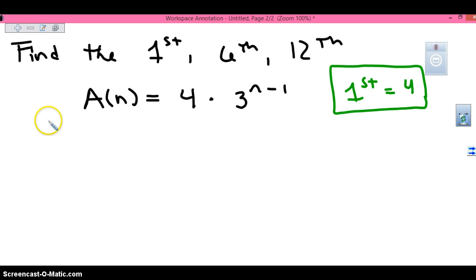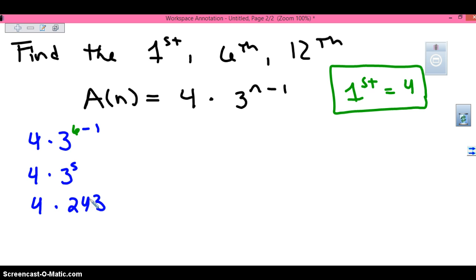Now we have to find the 6th term. What are we substituting? N only. So 4 times 3 to the 6 minus 1. Means 4 times 3 to the 5th power. What do we get? So 4 times 243 is 972. And this would be what term number? 6, 972.